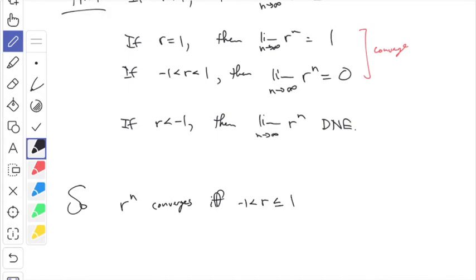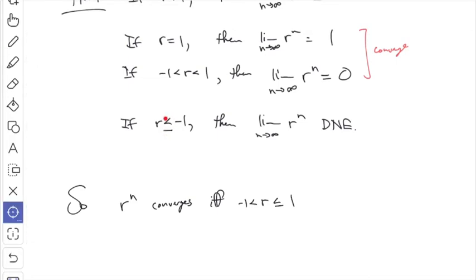Because, oh yeah, I didn't put that in my list here. I meant to say that. I just put a little less than or equal to. Yeah, thanks. I left it out of the theorem. But if r equals negative 1, then it diverges. Thanks.